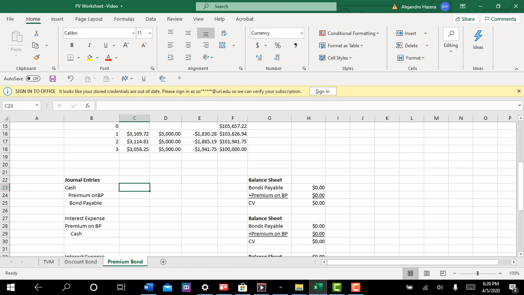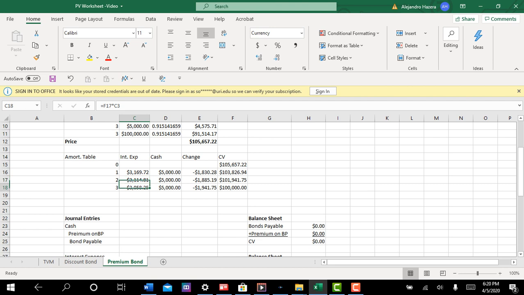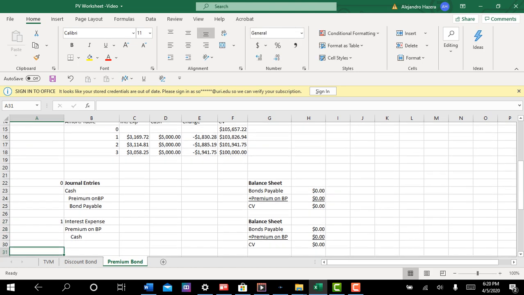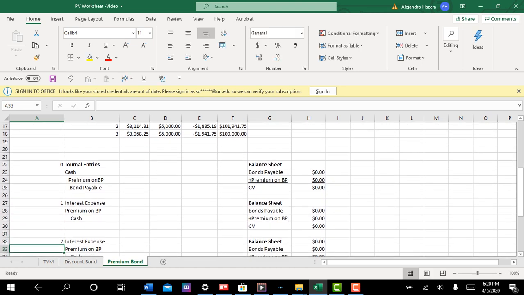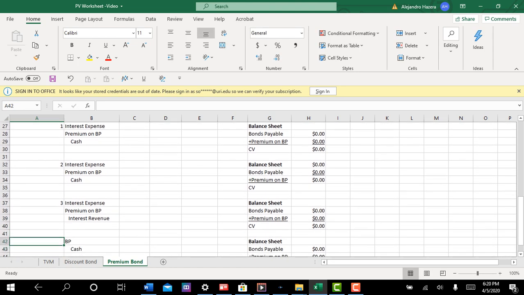Okay, now we go to our bond entries, and we're going to take all the entries like we did in the other example from this amortization table. Let's start with the entry at time period 0. Let's number these. This is time period 0. This is going to be time period 1. This is going to be time period 2, and this is going to be time period 3. And the final entry is also going to be time period 3.